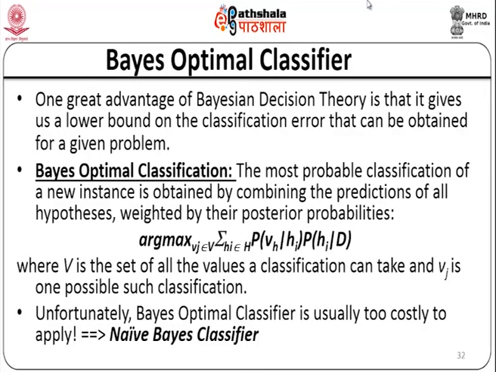So, now we will talk a little bit about the use of Bayes for an optimal classifier. We will go into detail in the next module. One great advantage of Bayesian decision theory is that it gives us a lower bound on the classification error that can be obtained for a given problem. The most probable classification of a new instance is obtained by combining the predictions of all hypotheses weighted by their posterior probabilities. Here V is the set of all values of a classification and Vj is one possible such classification. Unfortunately, the Bayes optimal classifier is too costly to apply, therefore, we will apply the naive Bayes classifier. You can weight it and do it, but there is a problem because it is too costly. So, we will go for naive Bayes. We will consider this in the next module.